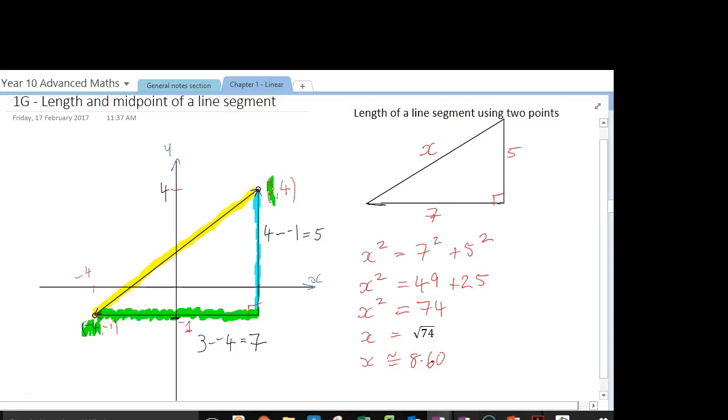So that's how you work out the line segment length using 2 points. You don't actually need the drawing there. You can work it out. Now I'm going to show you in the next video a formula for the general form of that.